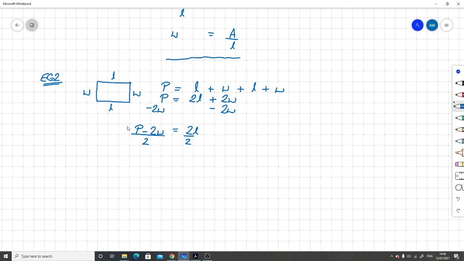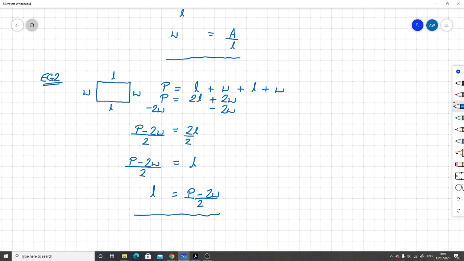And what does that equal? Well, exactly what it says. You can't do anything with it until we know values of P and W. So you just rewrite that. 2 divided by 2 is 1, and 1L is L, which is what we want. Then we're going to spin it around. We have L equals P minus 2W all over 2. There you go. So L is now the subject.